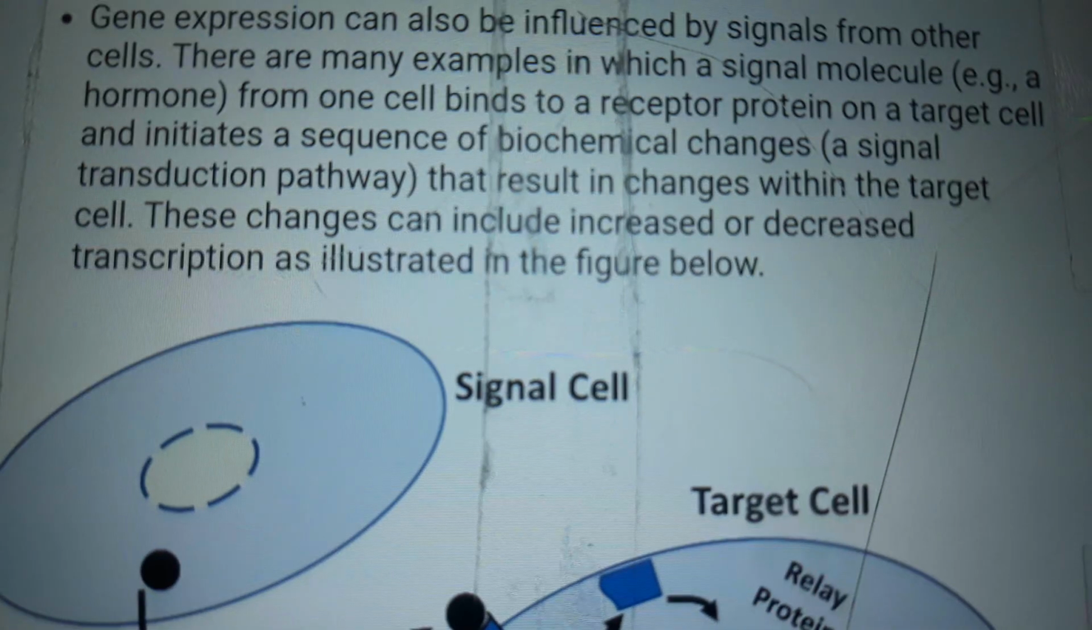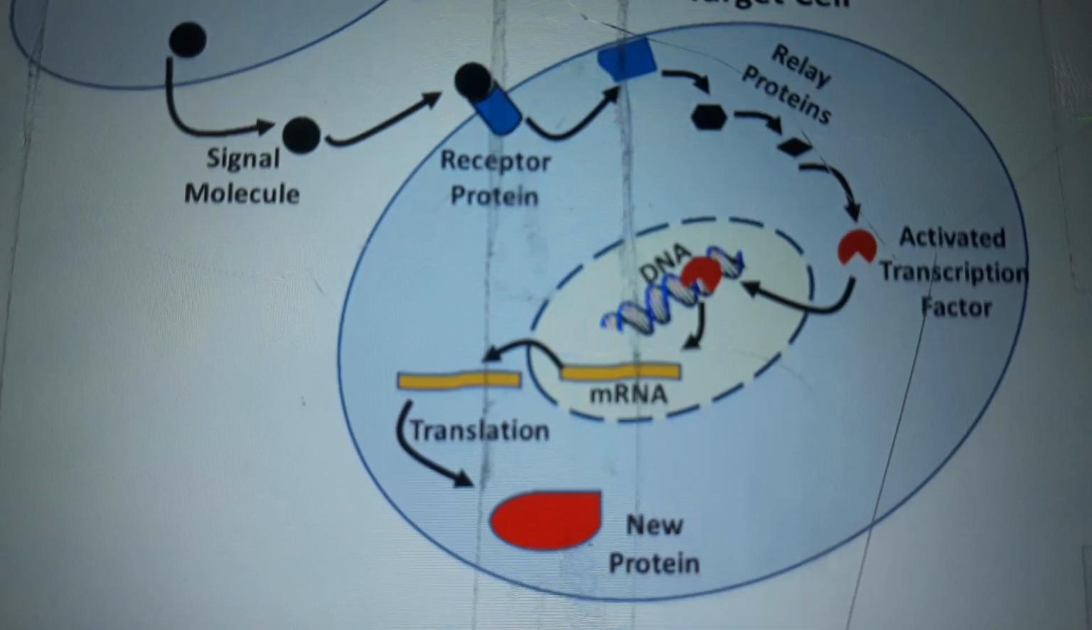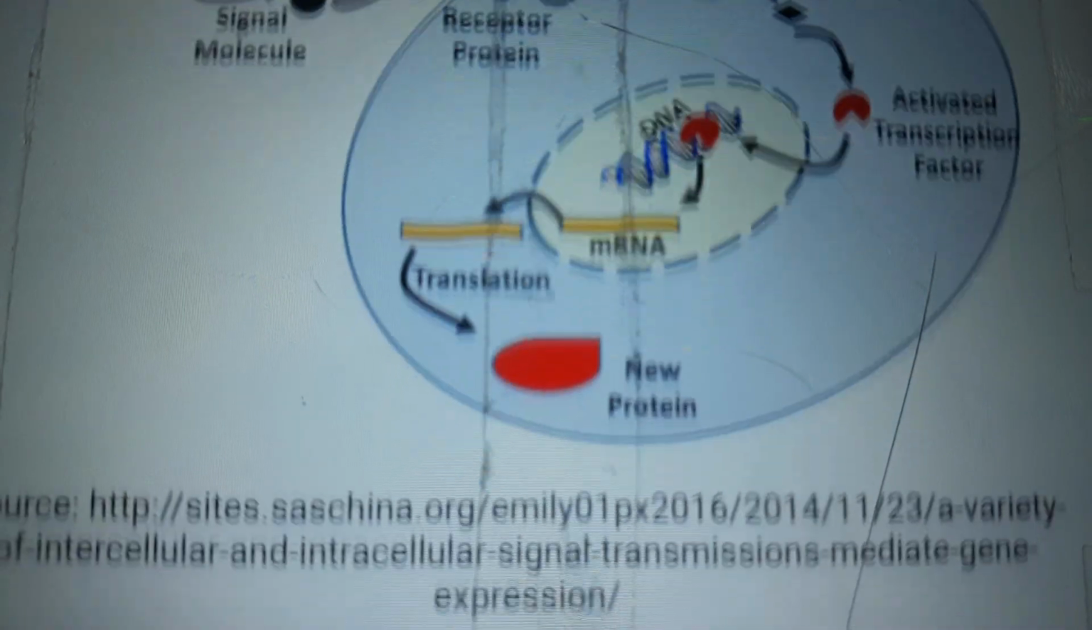Gene expression can also be influenced by signals from other cells. There are many cells in which a signal molecule, for example, a hormone, from one cell binds to a receptor protein on a target cell and initiates a sequence of biochemical changes, a signal transduction pathway, that results in changes within the target cell. These changes can include increased or decreased transcription, as illustrated in the figure below. There's a signal cell and a target cell, with a signal molecule going in for the receptor protein, which relays the signal and activates the transcription factor, where the transcription goes in for a new protein.